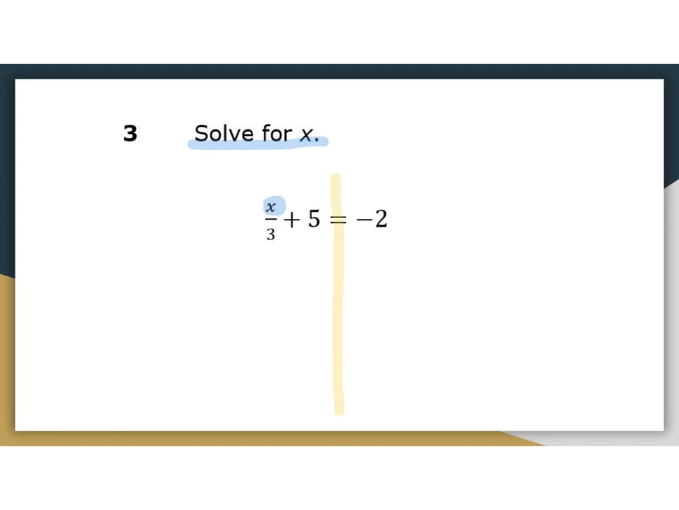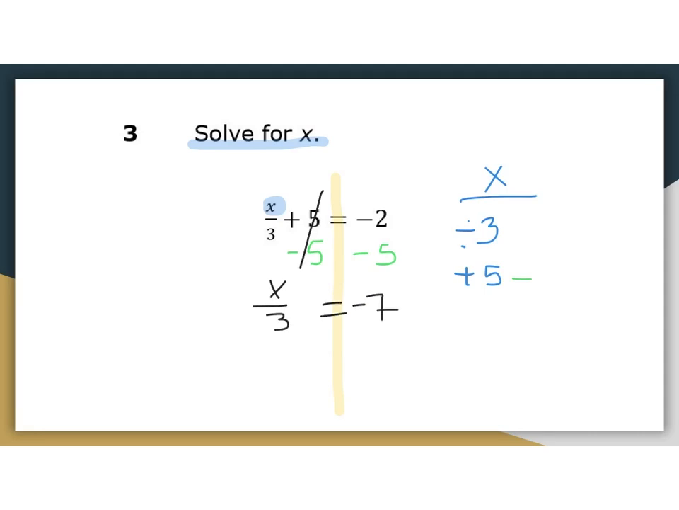So when you're going to solve, remember you're going to undo the process. So here x is what we want alone. X was being divided by 3, and then 5 was being added, which gives us a result of -2. So inverse, instead of a +5, is going to be -5 on both sides. When we do that, the 5's on the left are going to cancel out, leaving you with just a fraction of x over 3 equals -7.